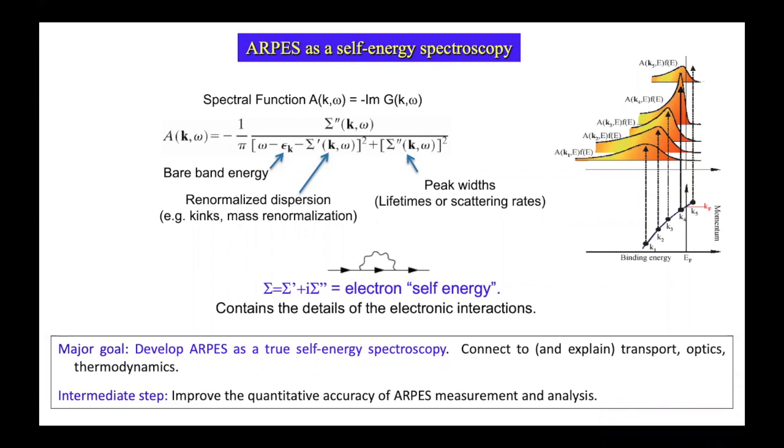This would be Lorentzian if the self-energy, sigma prime and double prime, were not frequency dependent. If there was no omega dependence, that's just Lorentzian, that's what you'd get for a lifetime broadening. But with an omega dependence, as there is in these correlated systems, these get distorted, and that's one reason really understanding these has been very difficult.